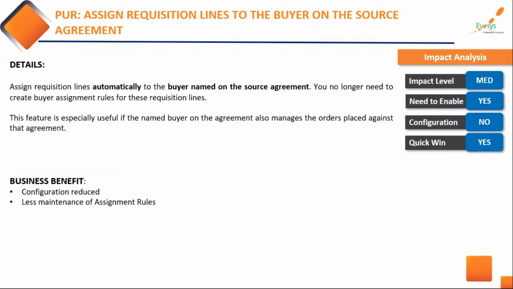Starting with the first, under purchasing, assign requisition lines to the buyers on the source agreement itself. So instead of working out an assignment rule, if we feel that the buyer who is working on the source agreement is the same who is going to work on the purchase order, we could use this feature so that the PR that has been created against the source agreement would automatically be navigated to that buyer, and hence they can create the PO out of those PRs. So it overall reduces the configuration need, and also there is less maintenance on the assignment rule creation. As mentioned, this is something which is an opt-in but does not require any specific configuration.